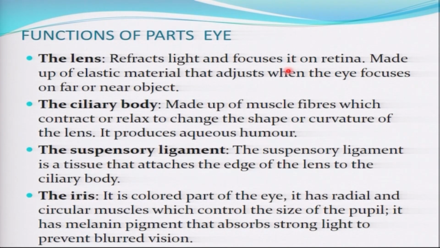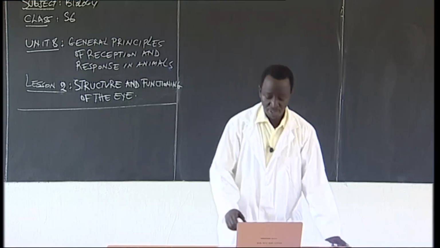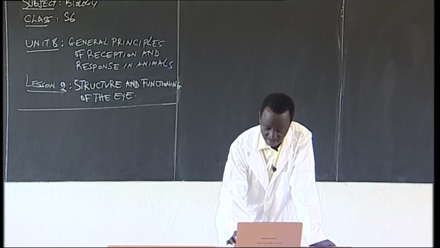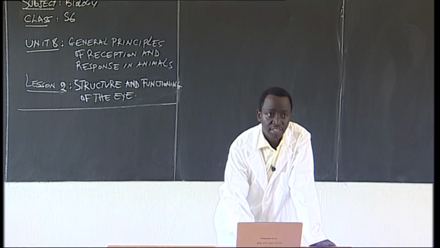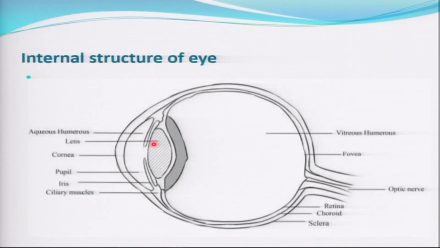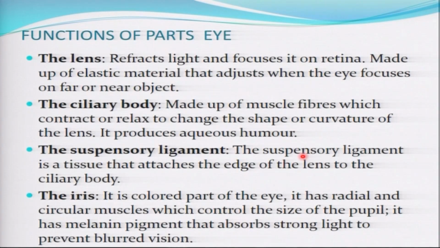They are made of elastic material. Yes, they are the ones that can refract the light, can orient the light to the what? To the retina. This is what you call lenses. Lens, this side, is the one that can direct the light to the retina. Here. These are lenses. Then we have what you call the ciliary body. They are made of muscles which contract and relax to change the shape and curvature of the lenses.